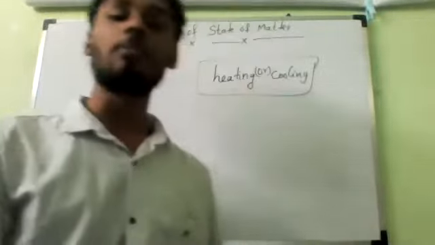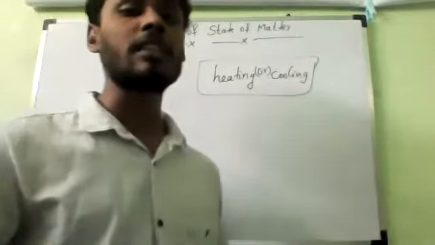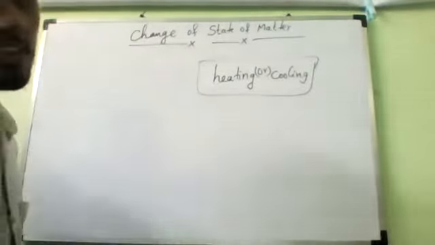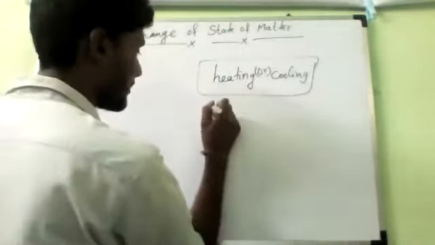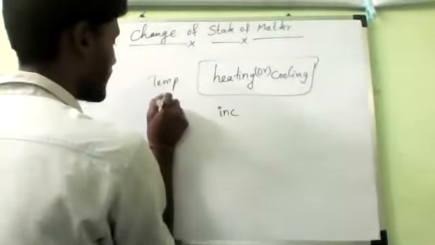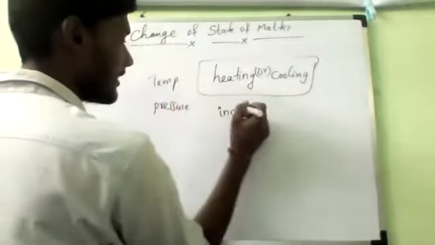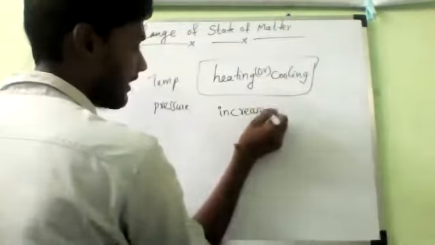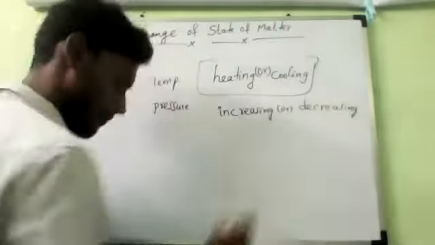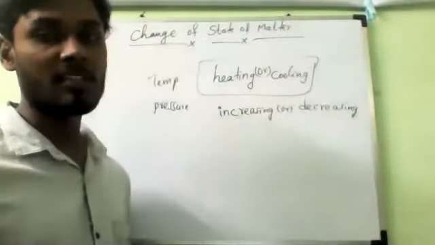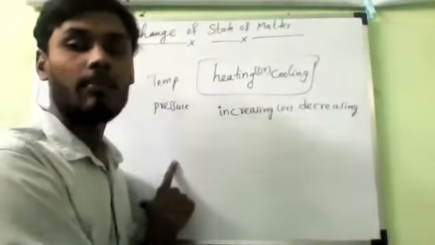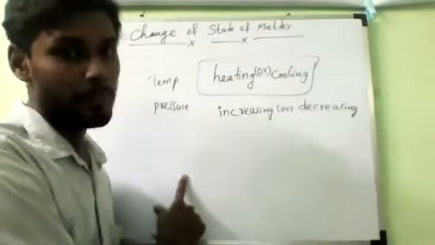Now, our second method. If I say that the state of matter can be changed by pressure, what is that? Changing pressure means what? Increasing pressure. This is temperature, and this is pressure. By increasing pressure, or also I can use decreasing. So pressure means not only increasing or not only decreasing, but increasing pressure or decreasing pressure.